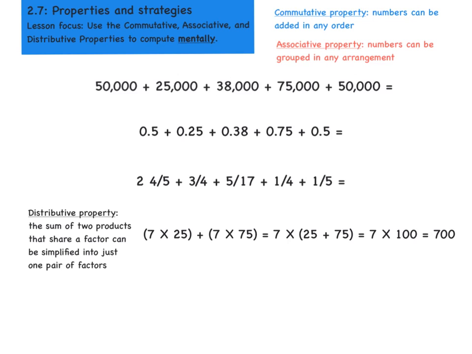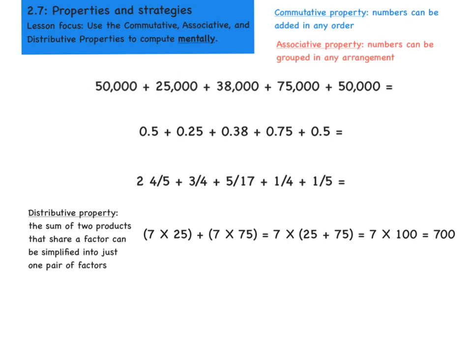Hi mathematicians. Today we are working on Unit 2, Lesson 7, which is titled Properties and Strategies. And our focus today in our learning is to use the commutative and associative along with the distributive properties to compute mentally. So just remember our focus today is that mental part.